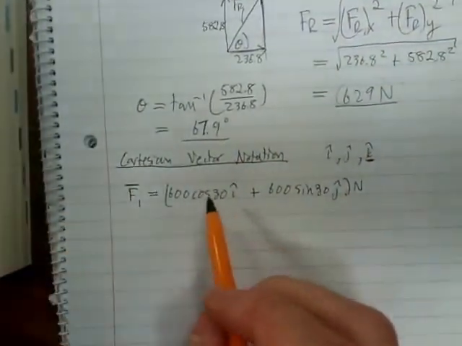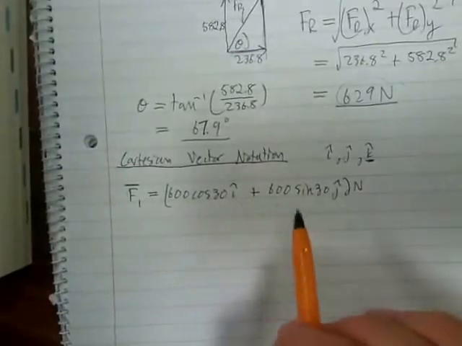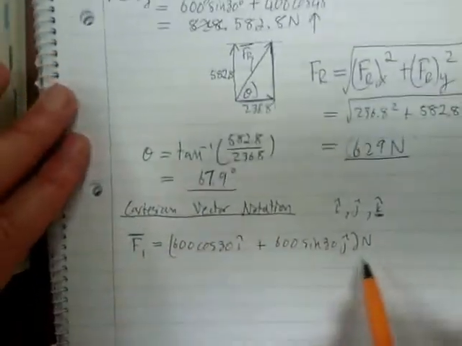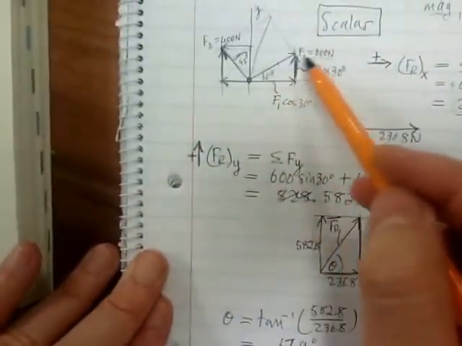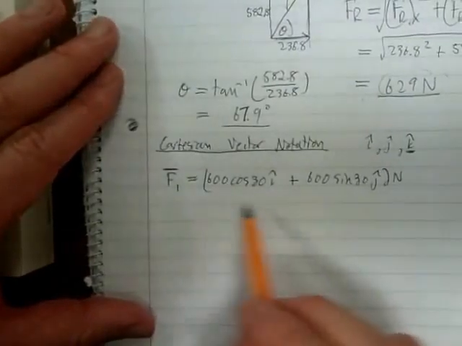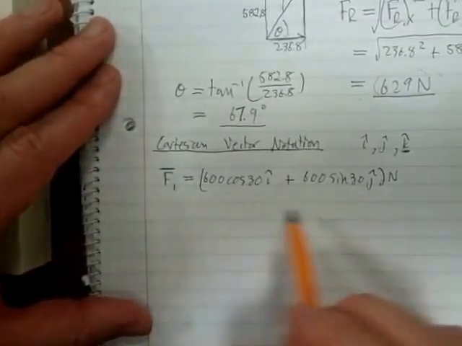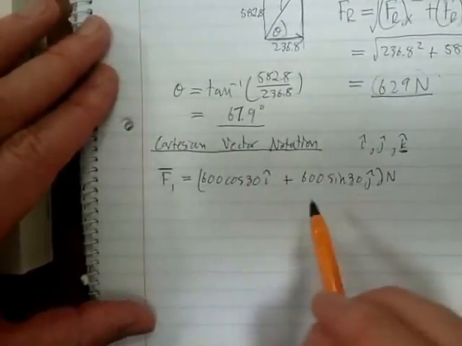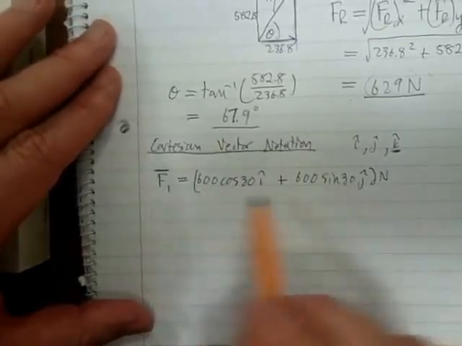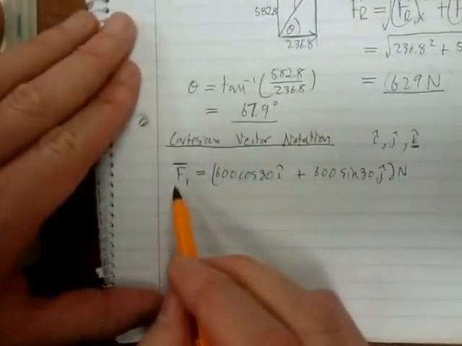Okay, guys, I encourage you, just trust me when I say this. You must practice representing vectors like this in Cartesian vector form. This becomes very important later on when we begin to multiply vectors using the dot product and the cross product. Please learn to represent your forces in vector form. So this is in vector form.